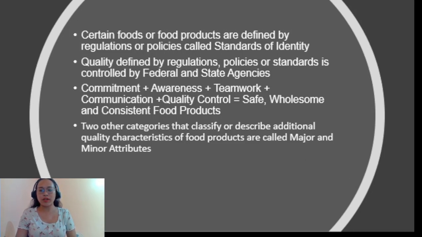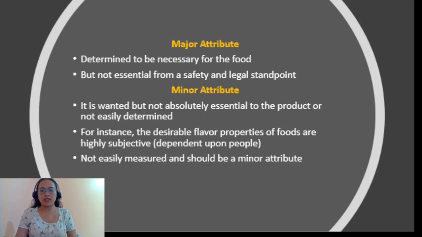There are also two other categories that classify or describe additional quality characteristics of food products, called major and minor attributes. Major attributes are determined to be necessary for the food, but not essential from a safety and legal standpoint. A minor attribute is wanted but not absolutely essential to the product, or not easily determined. For instance, the desirable flavor properties of foods are highly subjective, dependent upon people and not easily measured, and should be a minor attribute.